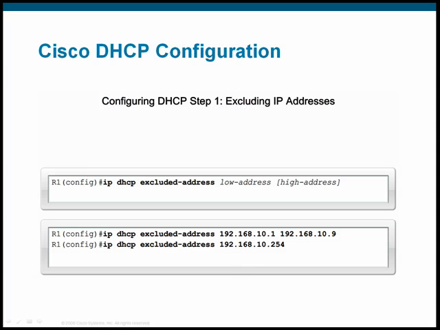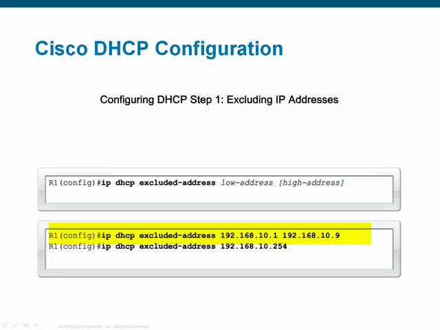Cisco routers running specific IOS versions support DHCP services. When configuring DHCP services on Cisco routers, you begin by excluding IP addresses that will be statically assigned to routers, switches, and other servers. This can be done by specifying a range of addresses or a single address with the ip dhcp excluded-address command.